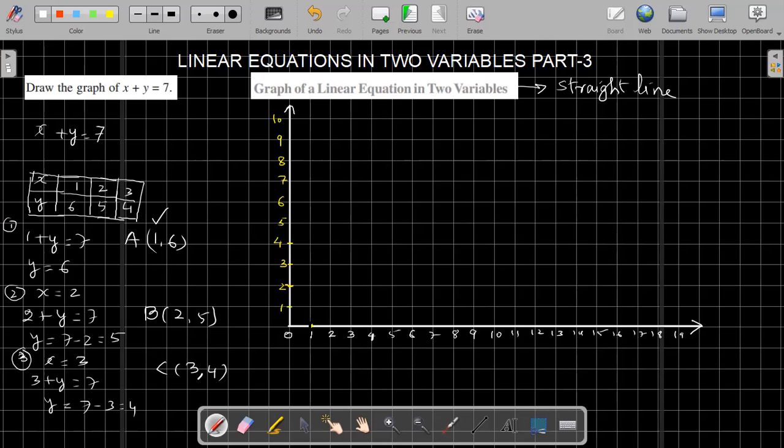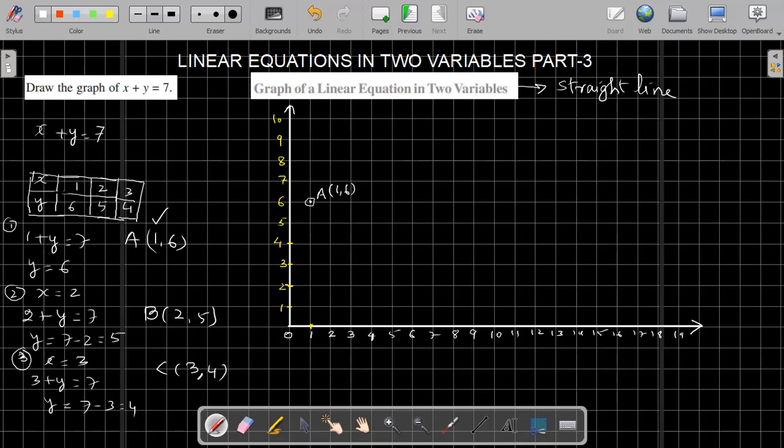So you start moving from 1 on the x-axis and from 6 on the y-axis, and you will meet at this point. This point is representing 1 on the x-axis and 6 on the y-axis. So this is our point A. We can write A and its coordinates are 1, 6.